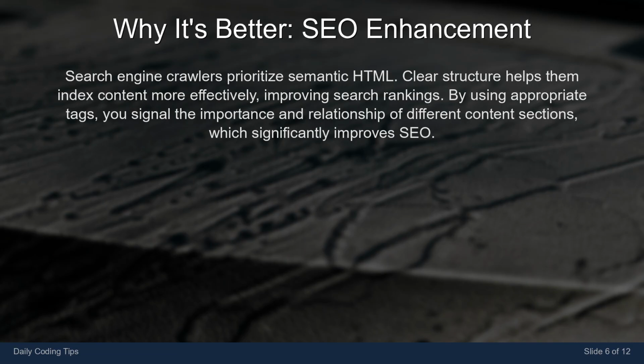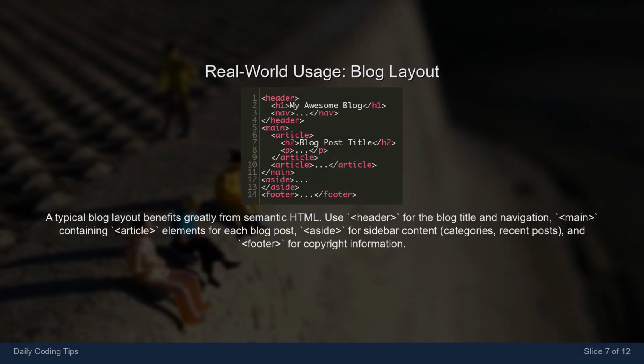Clear structure helps them index content more effectively, improving search rankings. By using appropriate tags, you signal the importance and relationship of different content sections, which significantly improves SEO. A typical blog layout benefits greatly from semantic HTML.